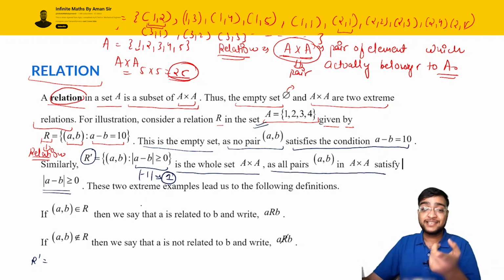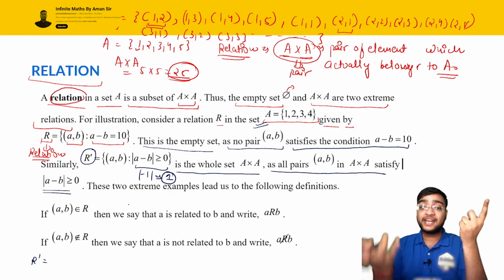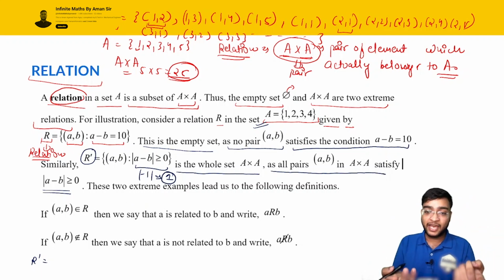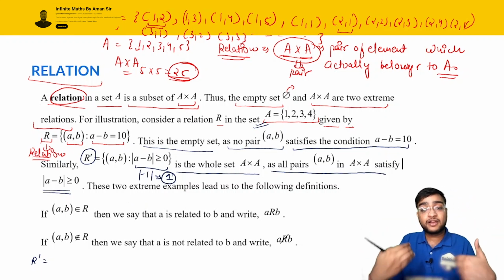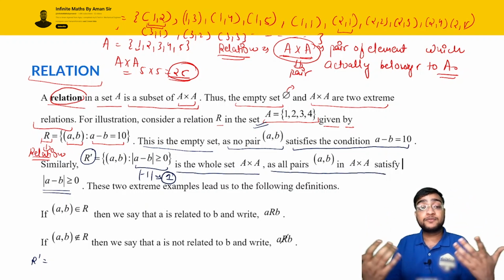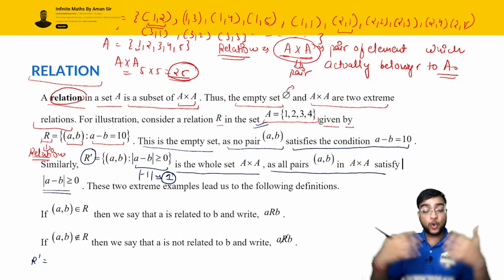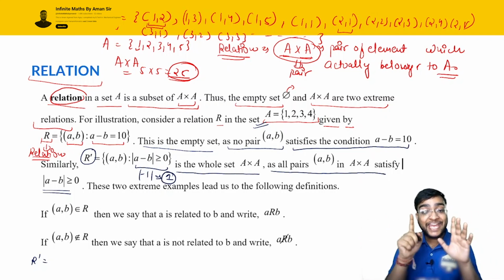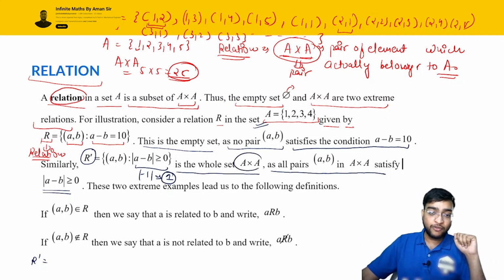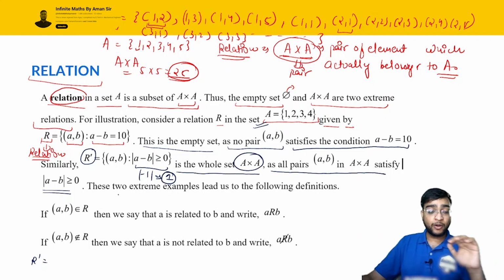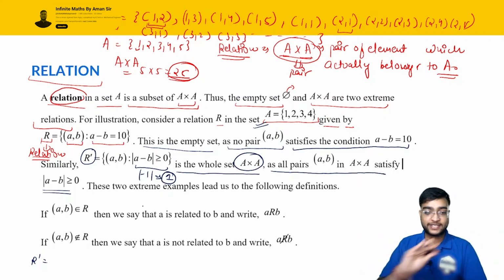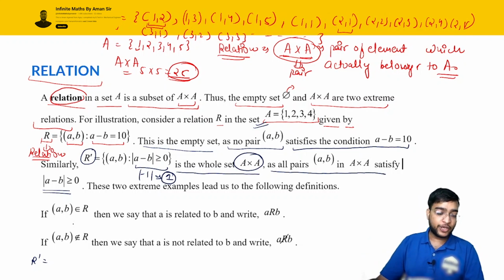One example says the relation may be my phi set, the empty set, or maybe the relation is my whole set, the whole set of A cross A. So this is all about my two extreme examples. Okay, sir, that is very understandable. Okay, let's say one thing.